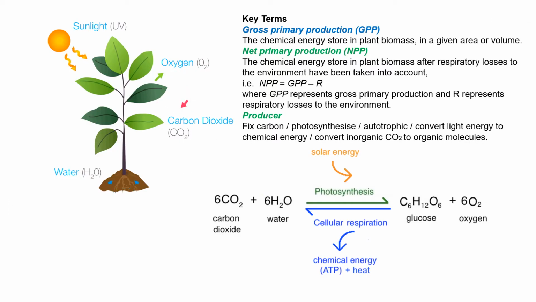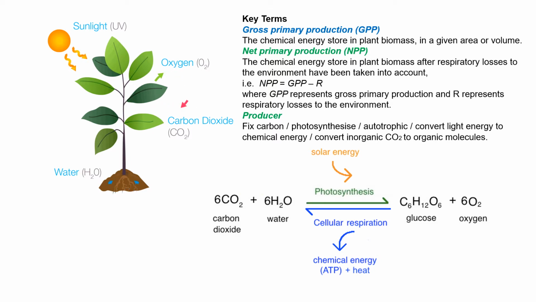On this slide, we can see a green plant here, which is a producer. We've got the definition over here of a producer. So producers are able to fix carbon. In other words, carbon which is in an inorganic form, in the form of carbon dioxide, can be fixed into organic molecules such as glucose by the process of photosynthesis.